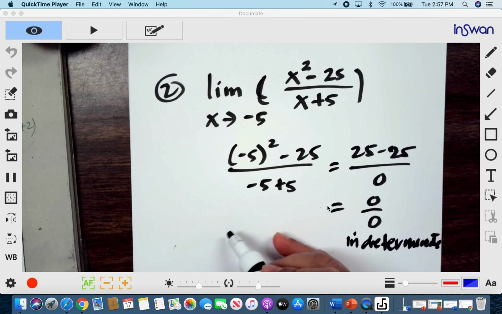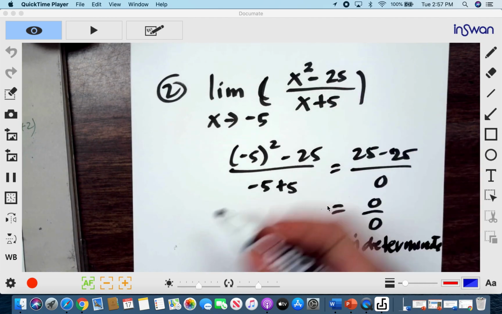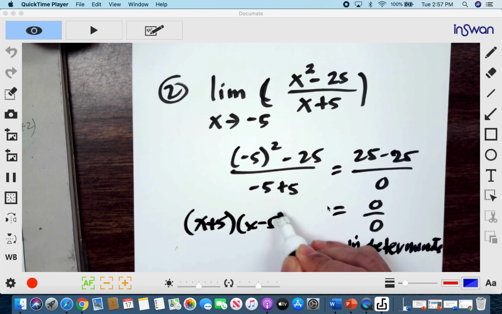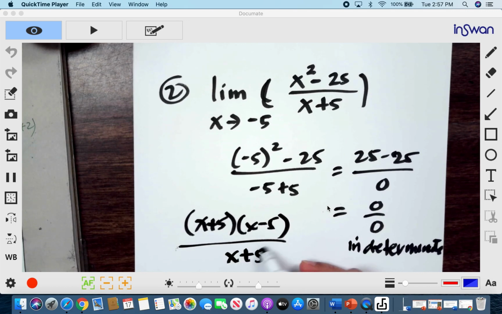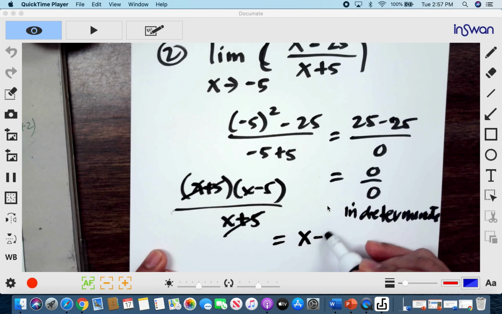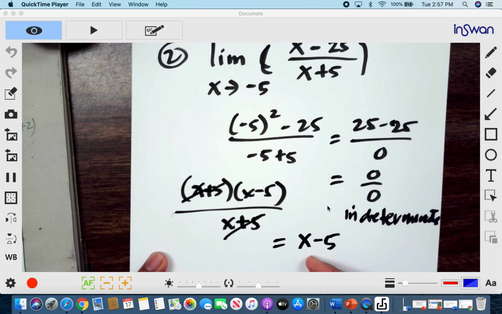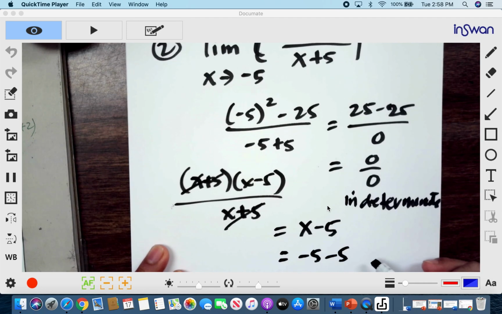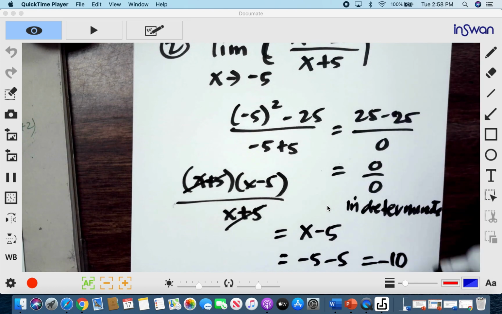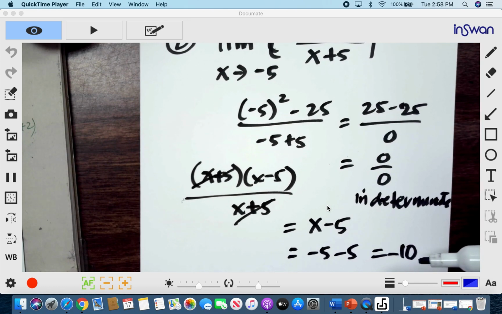So therefore, you will have here your x squared minus 25, which is factorable into x plus 5 and x minus 5, all over x plus 5, and this cancels out. And so you have now x minus 5. And then of course, you plug in back. Your x is -5, so that's -5 minus 5, which gives us -10. So therefore, as our x is approaching -5, our y is approaching -10.